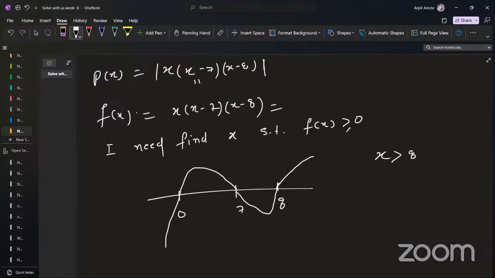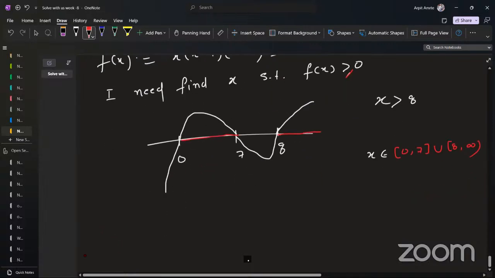So we need to take those parts where the function is positive. For x belonging to 0 to 7 and this part, we also need to take the equality as well. It means we will take the closed interval [0, 7], where 0 and 7 are included, union 8 to infinity. And if we take the complement, we will get the negative part.